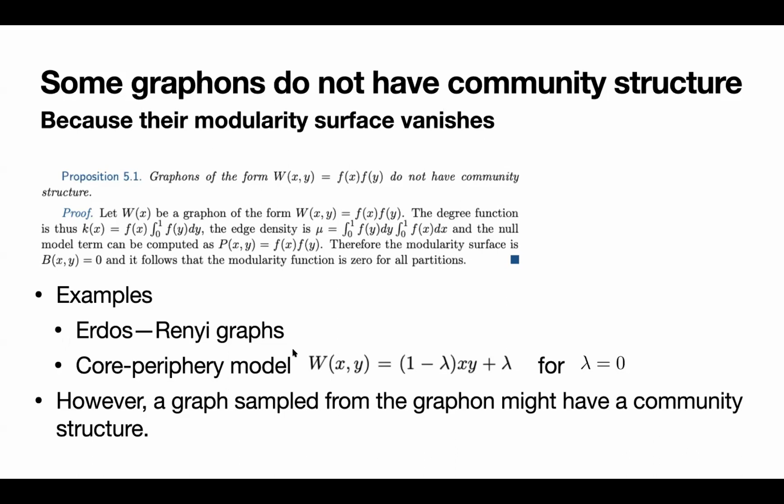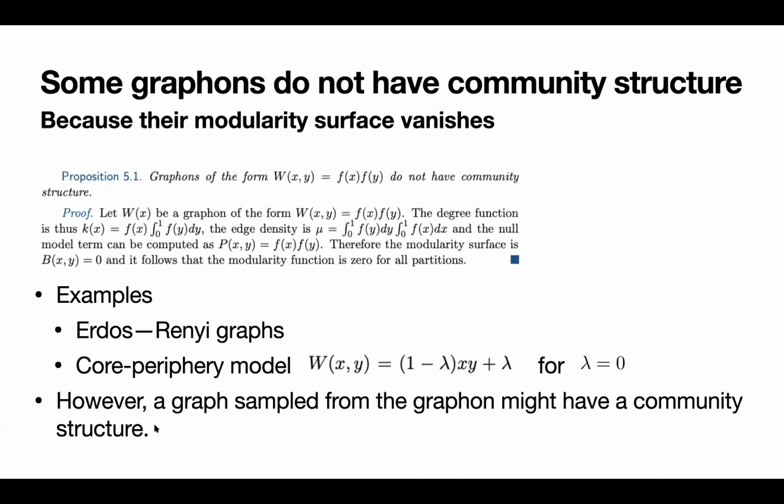Examples are the Erdős-Renyi graph, because then W(x,y) is equal to p, so you can just write it as square root of p times square root of p. And also the core periphery model I talked about earlier: for lambda equals 0, it becomes just W(x,y) equal to x times y, so again this form f(x) times f(y). So this explains why in the core periphery model, for lambda equals 0 and lambda equals 1, we cannot obtain any communities. And for all the other cases, we exactly get these two communities.